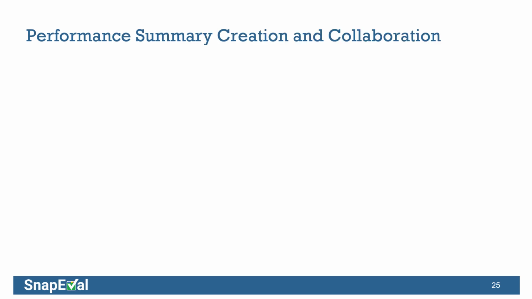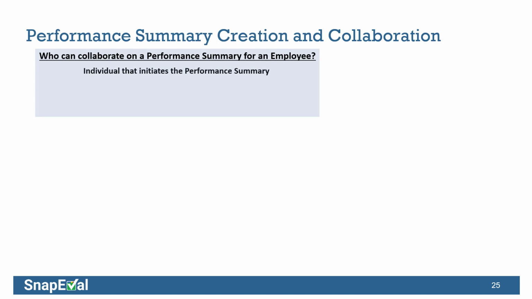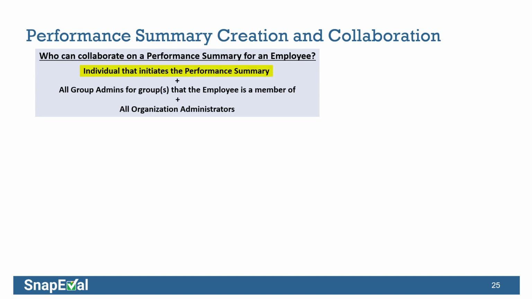So let's look at that whole process of creation and collaboration in a little bit more detail here. So who can collaborate on a performance summary for an employee? Well, it's basically the individual that initiates the performance summary, plus all group administrators for groups that the employee is a member of, plus all organization administrators. That's the universe, if you will, of people that can collaborate on a performance summary for an employee.